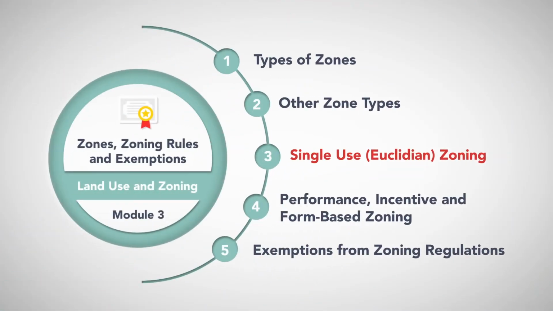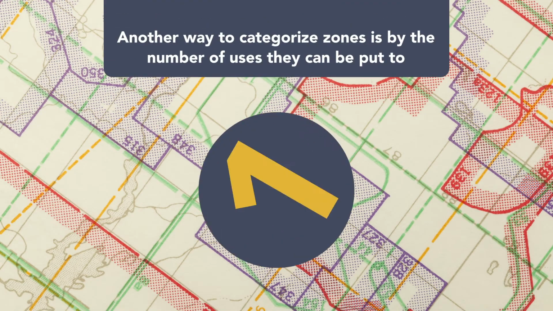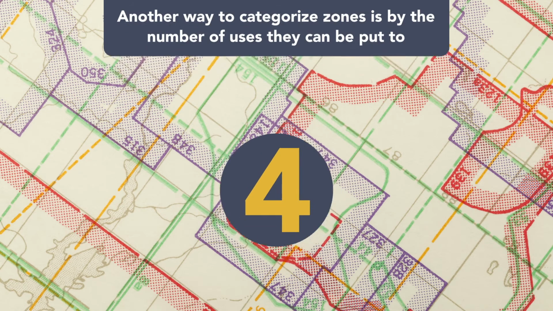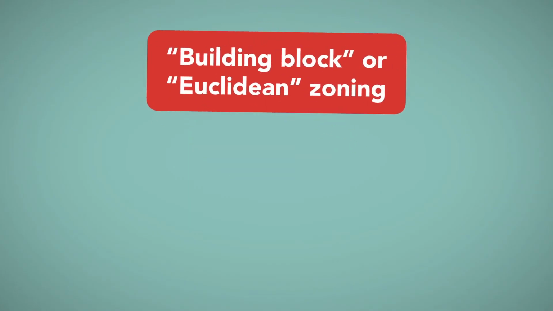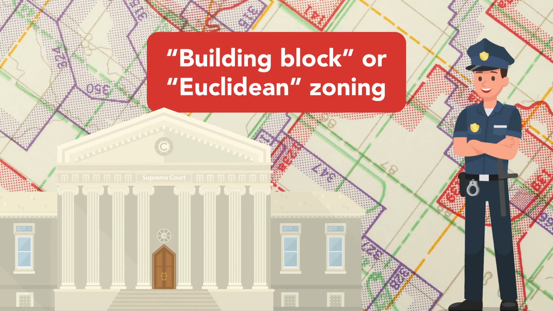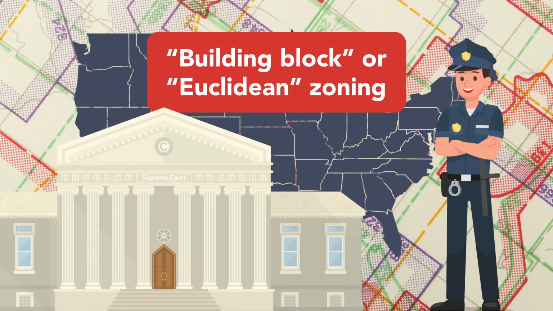Single-use, Euclidean zoning. Aside from usage-based identification, another way to categorize zones is by the number of uses they can be put to. Single-use zoning, colloquially known as building block or Euclidean zoning, based on the U.S. Supreme Court case of the name that held zoning to be a constitutional exercise of police power, is the most commonly used zoning type in the United States.